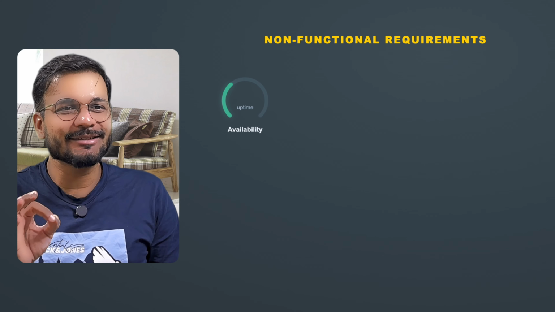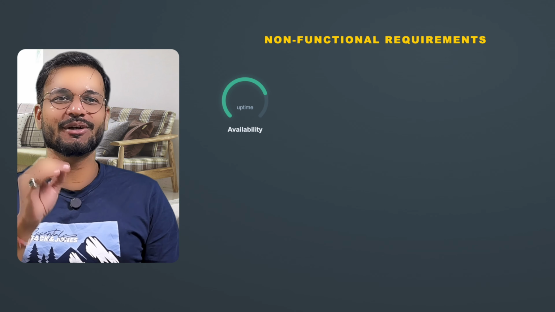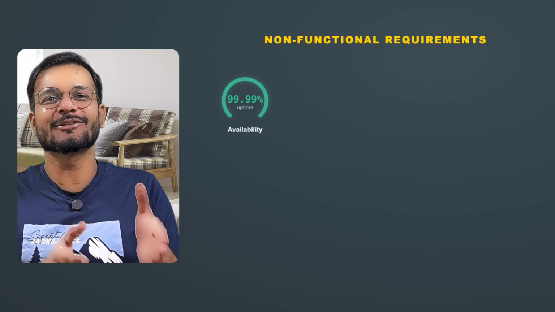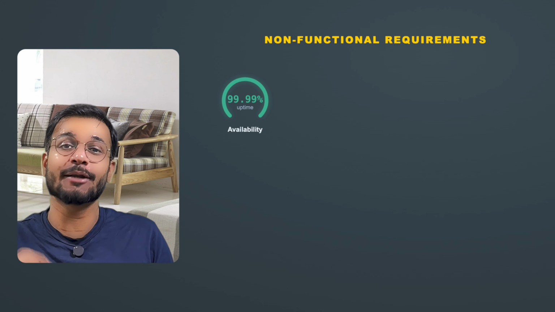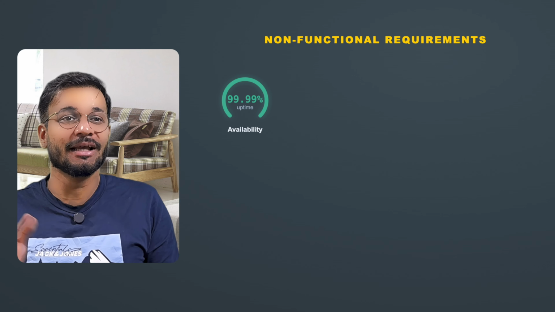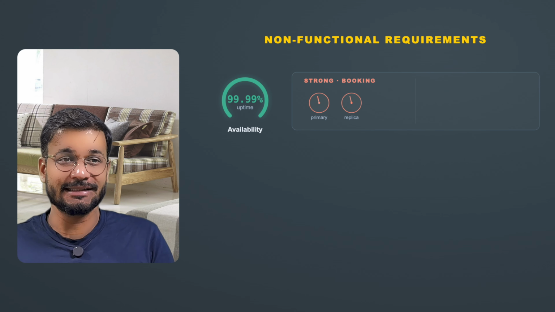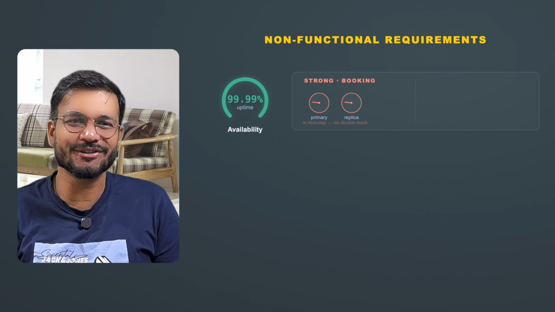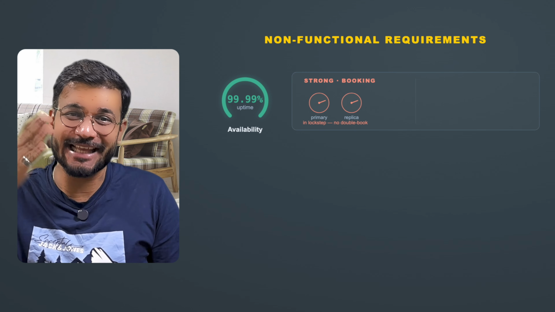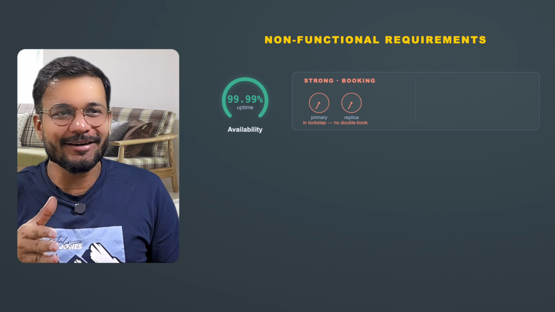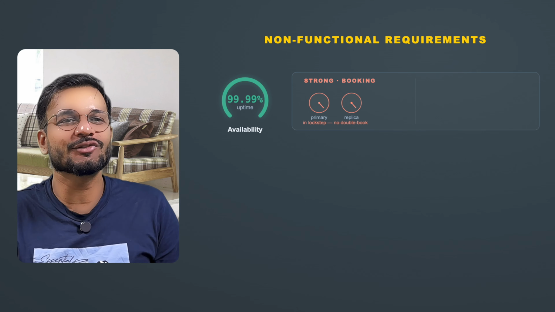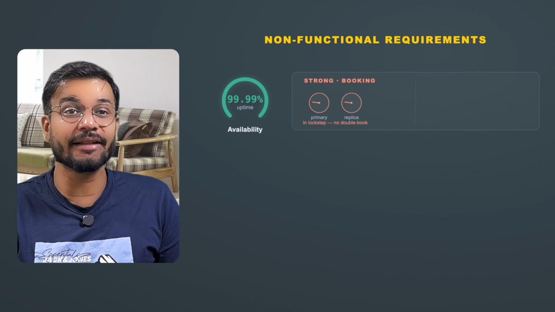Availability. The system needs to be highly available. People book hotels at all hours. Downtime means lost revenue. We are targeting 99.99% uptime. Then consistency for booking. This is critical. We cannot double book a room. If two users try to book the same room for the same dates at the same time, exactly one must succeed. The other must get a clean error. This requires strong consistency for inventory and the booking layer.